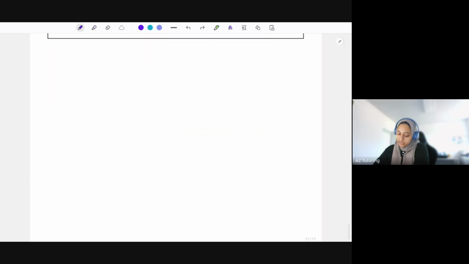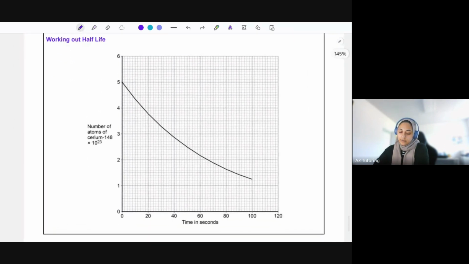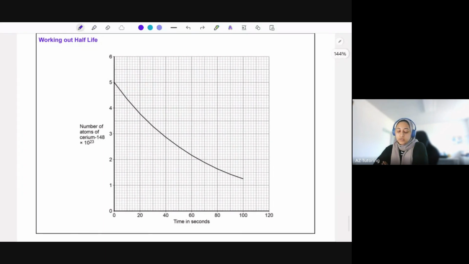And finally, let's have a look at half-life. So it's quite difficult to figure out how long it'll take for a decay of a full atom. So for example, we've got cerium 148 here. This graph will probably continue more or less forever. It takes a long time to flatten out. So rather than working out towards the end, we work out half-lives.